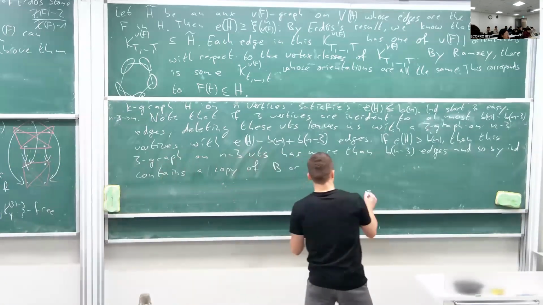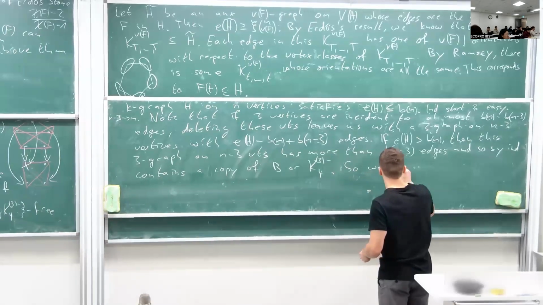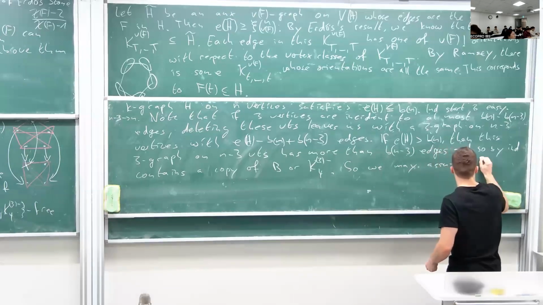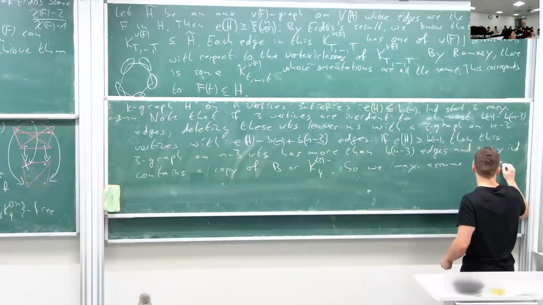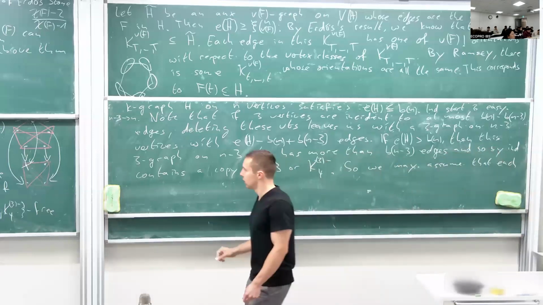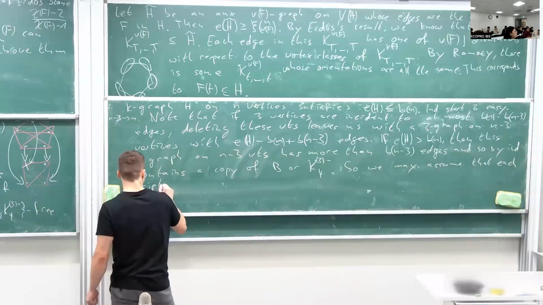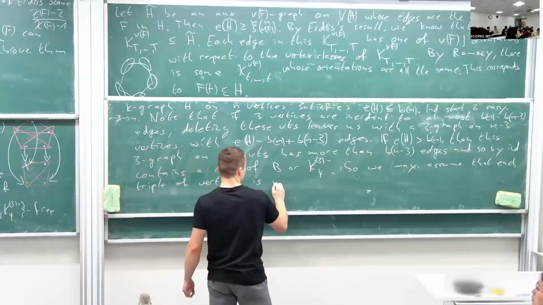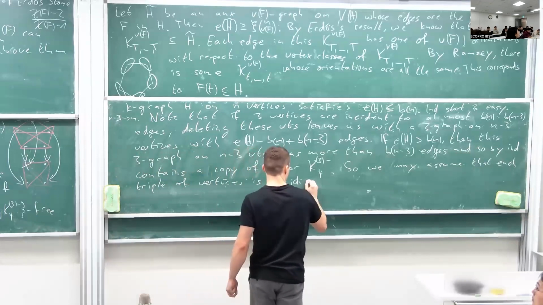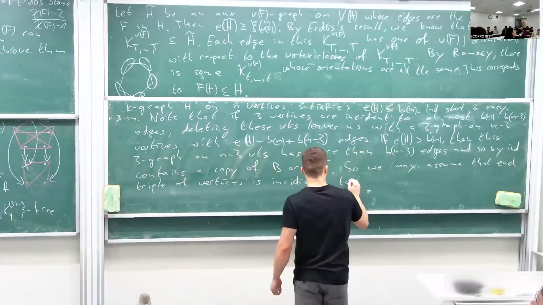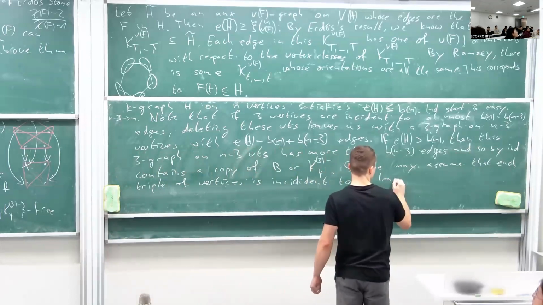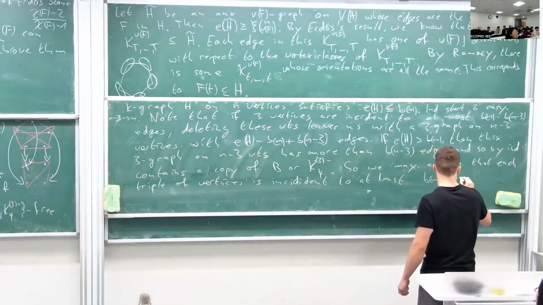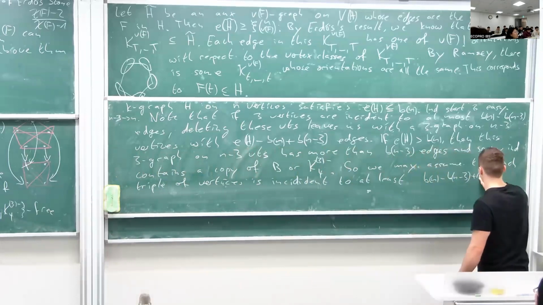So we may assume that each triple of vertices is incident to at least Bn minus Bn minus 3 plus 1 vertices.